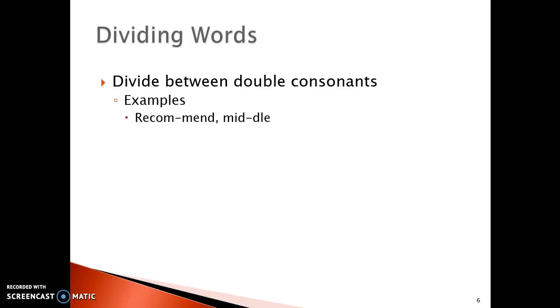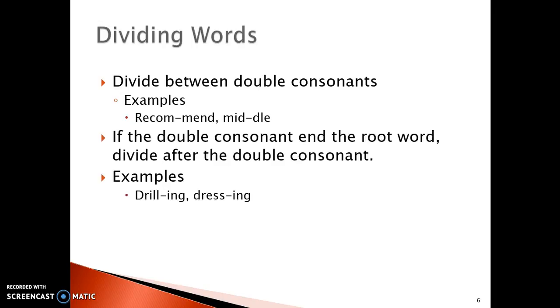When a word has double consonants, you want to divide between the double consonants. So the word recommend will be divided between the M's, and the word middle will be divided between the D's. Now, if the double consonant ends a root word, you can divide after the double consonant. After it, not between it, but after it. So drill is the main word, or what they call the root word. So then divide after drill. Dressing, same thing, the root word or the main word is dress. We're going to divide after the double consonant.